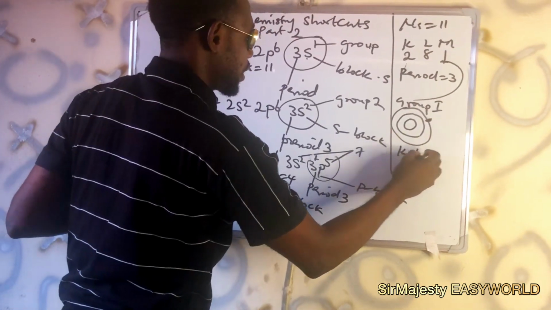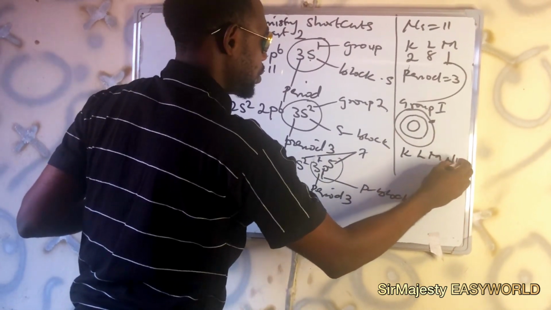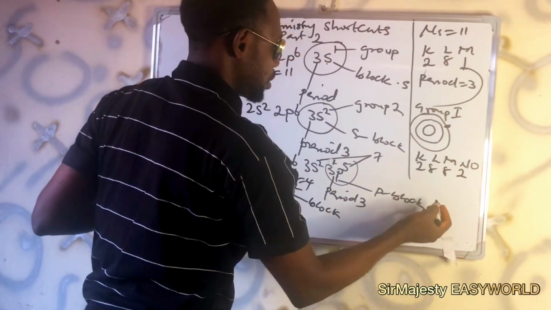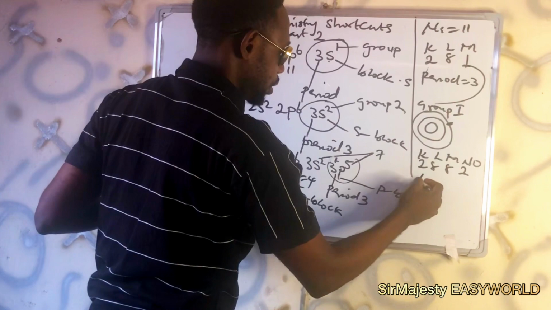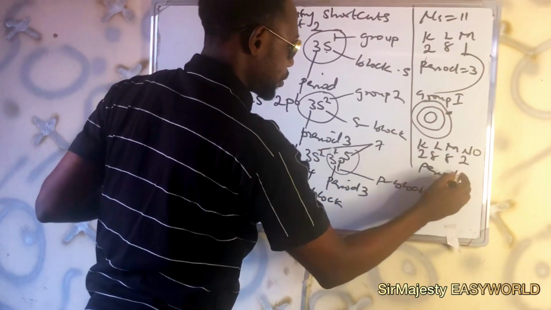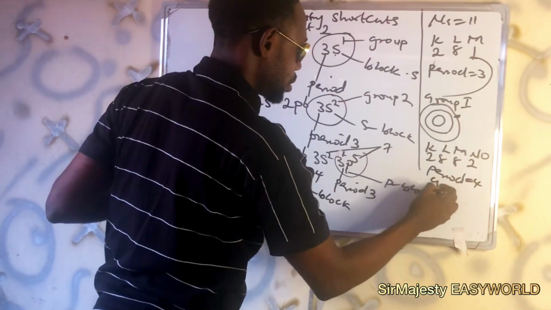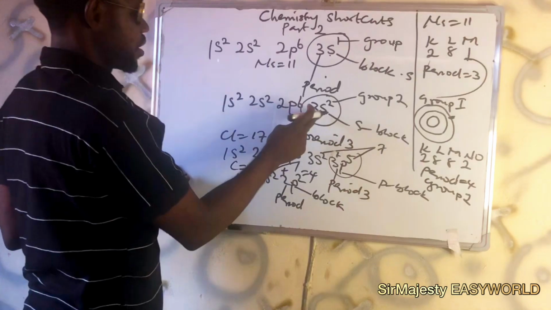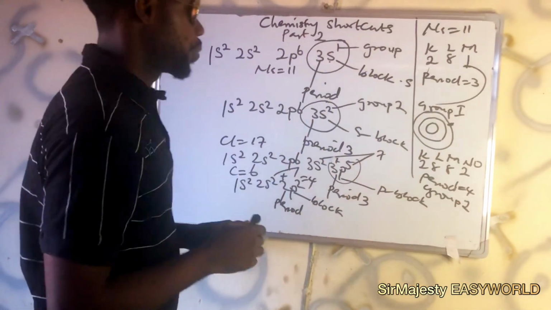So what if you have K, L, M, N, or let's stop there, 2, 8, 8, 2. This is calcium for you. What should be the period? Period 1, 2, 3, 4. Period 4, group what? Group 2. This one doesn't tell you the block, but the previous one tells you the block, the group and the period.